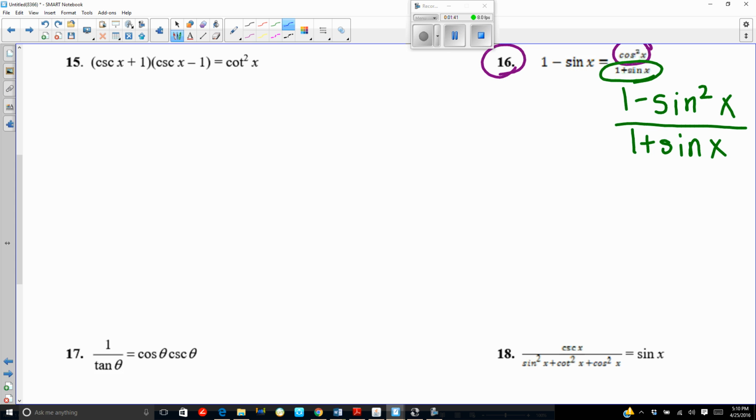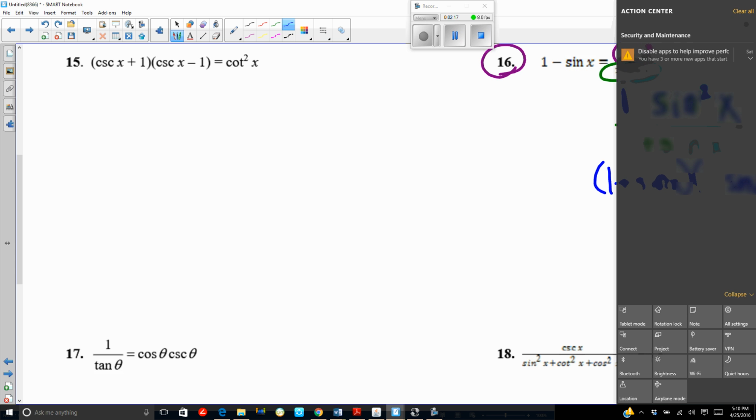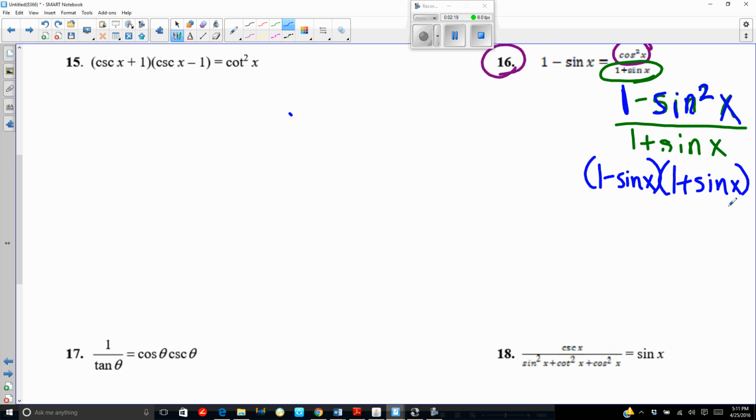So the next thing that you probably want to try to do is notice that this 1 and the sine squared are both perfect squares. So this is a difference of two squares that can be factored. I believe we did a problem pretty similar to this in class the other day. So 1 minus sine squared x becomes 1 minus sine x and 1 plus sine x. So I factored the top and rewrite the bottom.